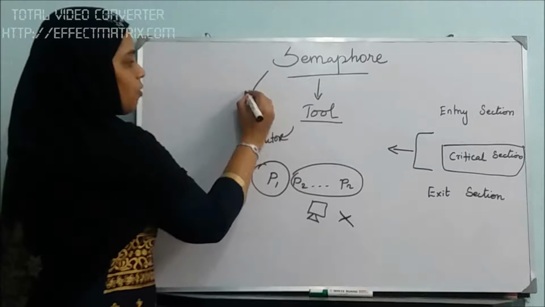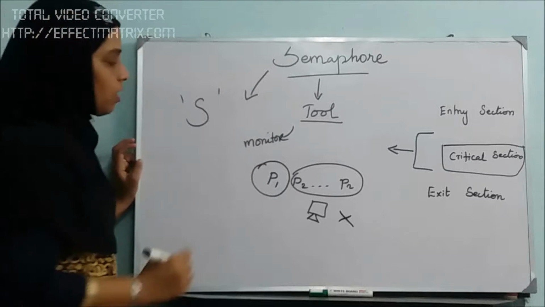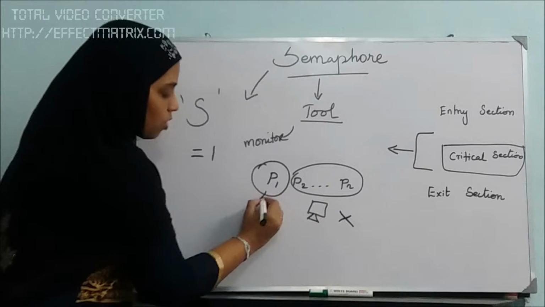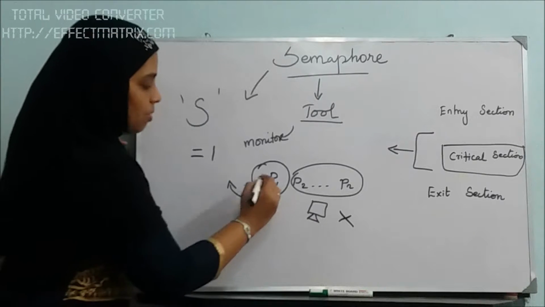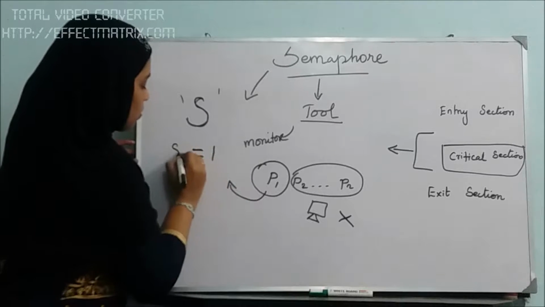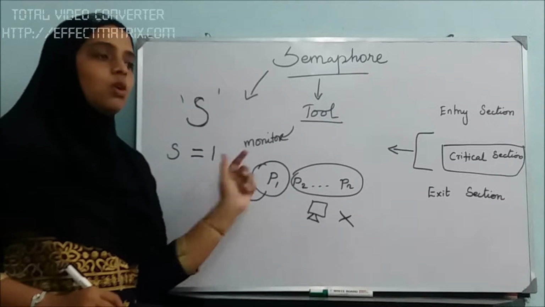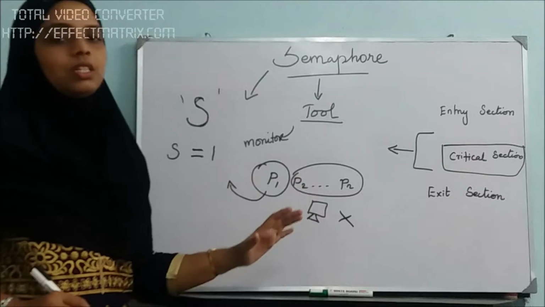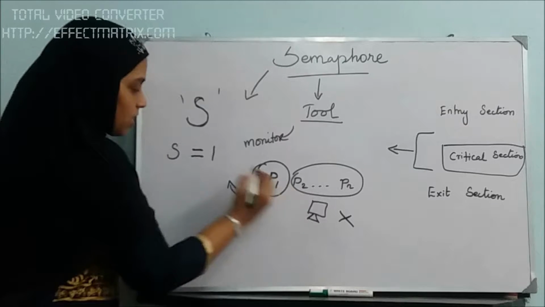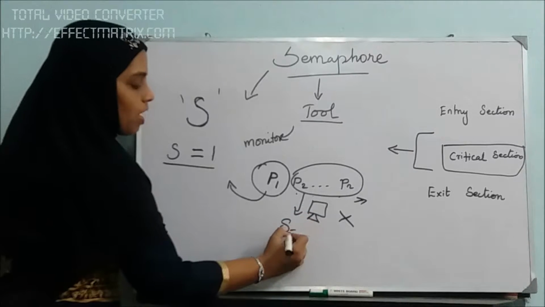First of all, a semaphore is indicated by the integer value capital S. The semaphore value is first assigned as 1. Whichever process wants to execute the critical section, at first that process takes the semaphore and the semaphore value is equal to 1. Once a process assigns the semaphore value equal to 1, no other process can change the semaphore value simultaneously. That means if P1 has assigned S equal to 1, then P2, P3 and up to Pn cannot change the semaphore value.